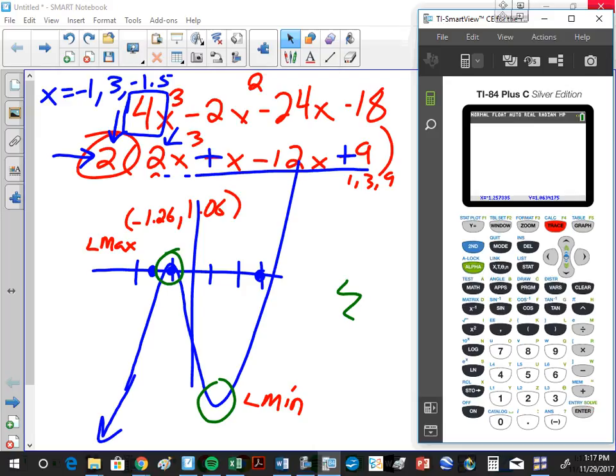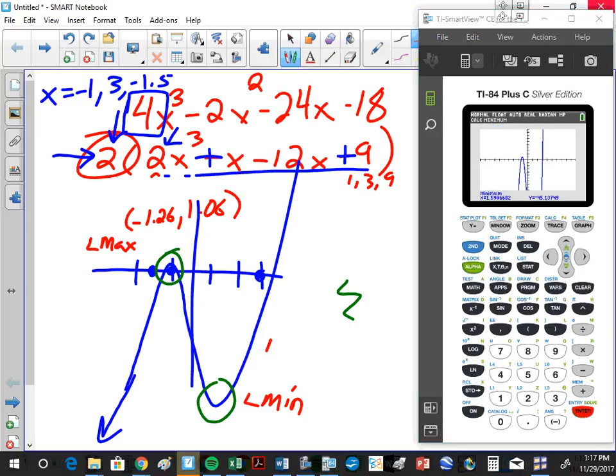I'll type in second calc, and I will do number 3 for minimum. And I'm going to guess from 0 to 3, and I'll guess 1.5. And I end up with 1.59, comma, -45.14. Does everybody understand that? That's easy.